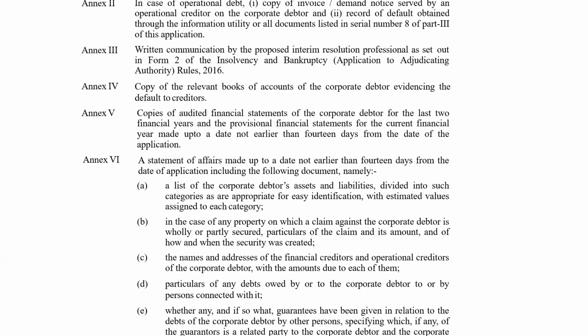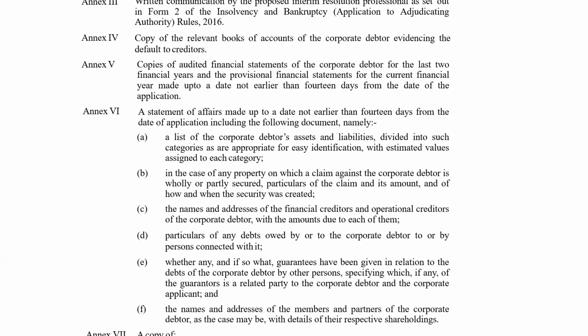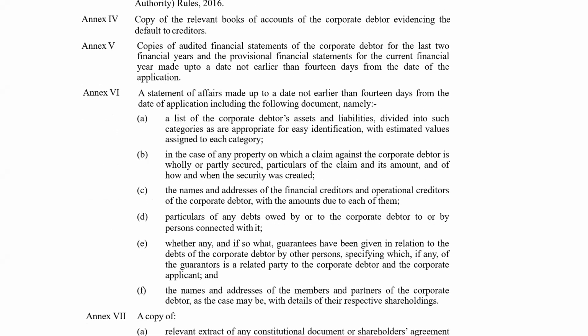Statement of affairs: a list of the corporate debtor's assets and liabilities divided into such categories as are appropriate for easy identification, with estimated values assigned to each category. In the case of any property on which a claim against the corporate debtor is wholly or partly secured, particulars of the claim and its amount and of how and when the security was created. The names and addresses of the financial creditors and operational creditors of the corporate debtor with the amounts due to each of them. So all these documents are to be attached with form number 5.